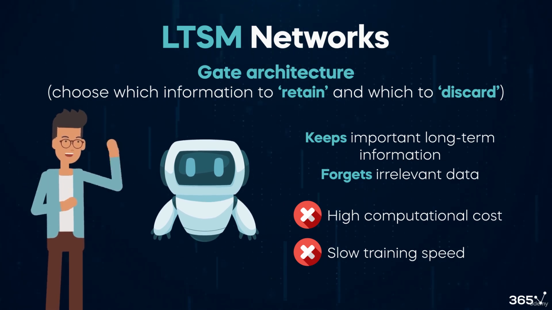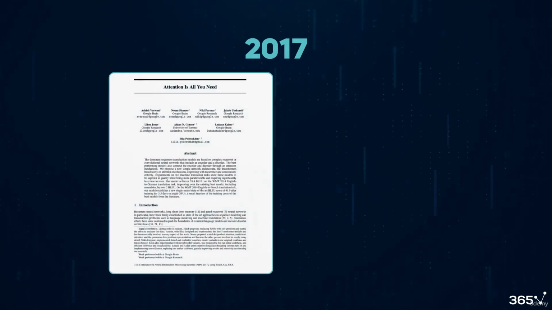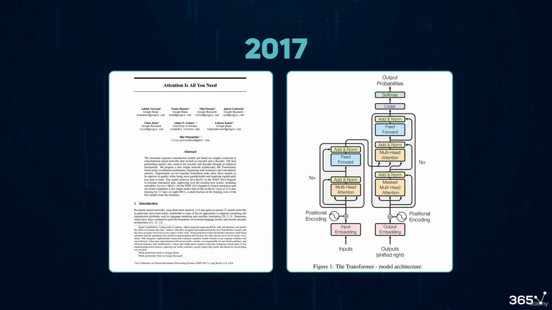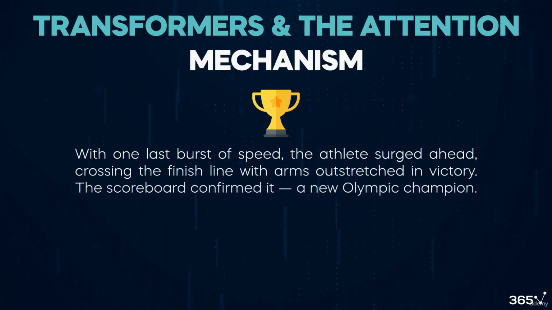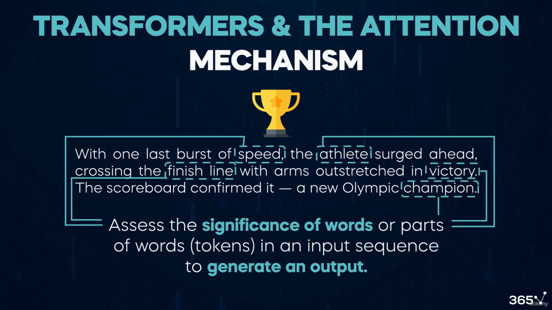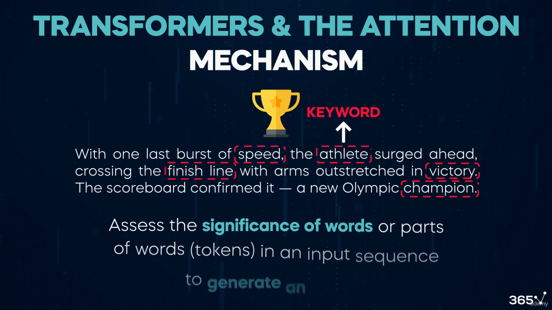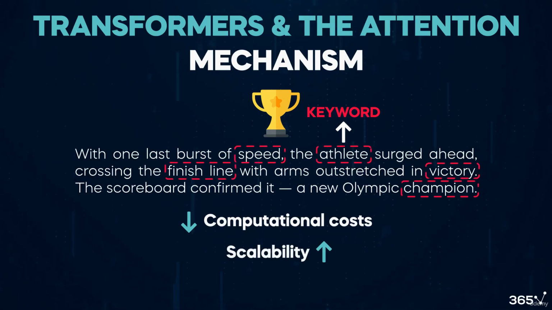datasets, making them unscalable. But in 2017, the paper "Attention is All You Need" introduced the concept of transformers and the attention mechanism. The attention mechanism allows a model to assess the significance of various words, or parts of words, or tokens in an input sequence to generate an output. Therefore, the model identifies key words and focuses more intensely, lowering computational costs and enhancing scalability.